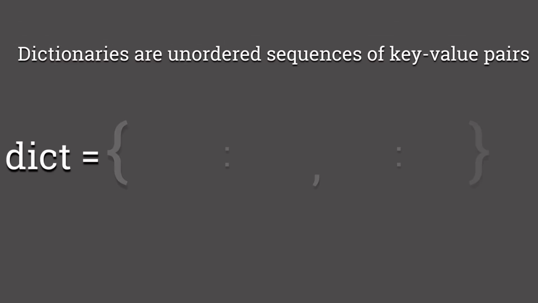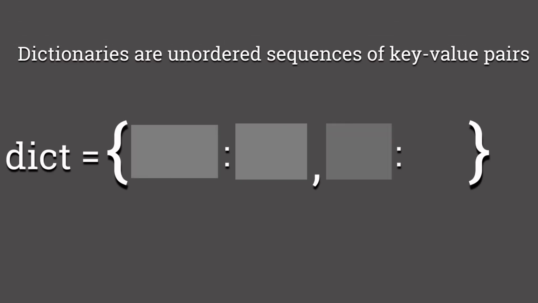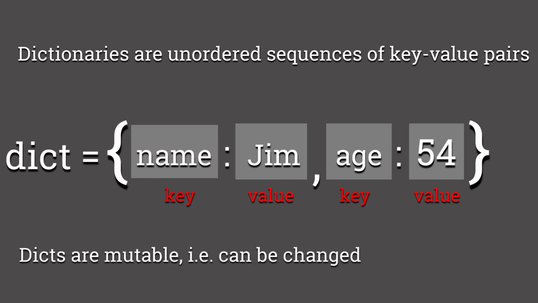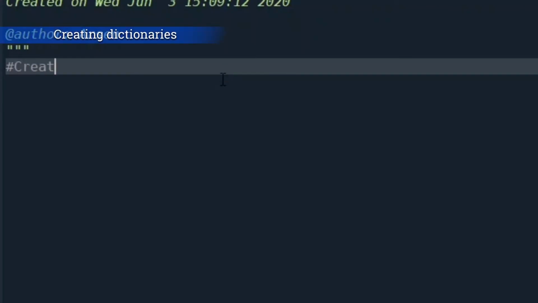Next sequence I'll describe is the dictionary. Dictionaries are unordered sequences of key value pairs. You create a dictionary by typing the name of the dictionary, equals, curly braces and key value pairs. The order of these pairs is not important, as for example the name key value pair can be at the end of the dictionary. Dictionaries are mutable, so you can change their members.